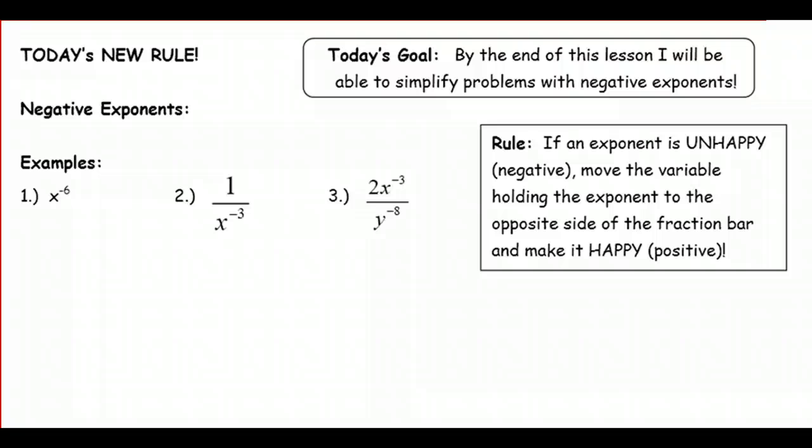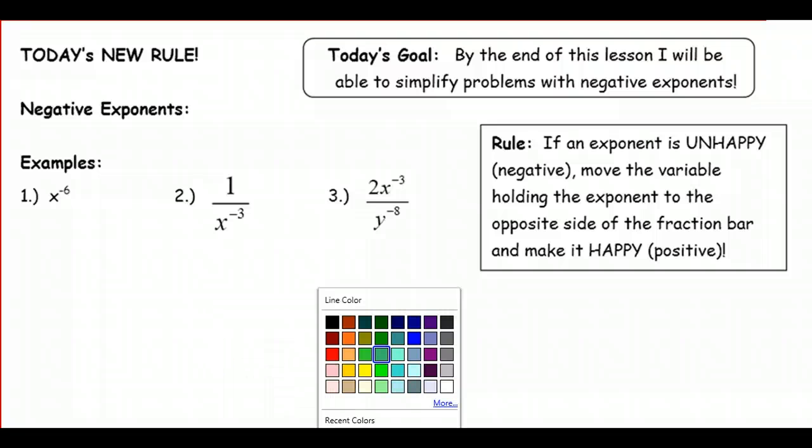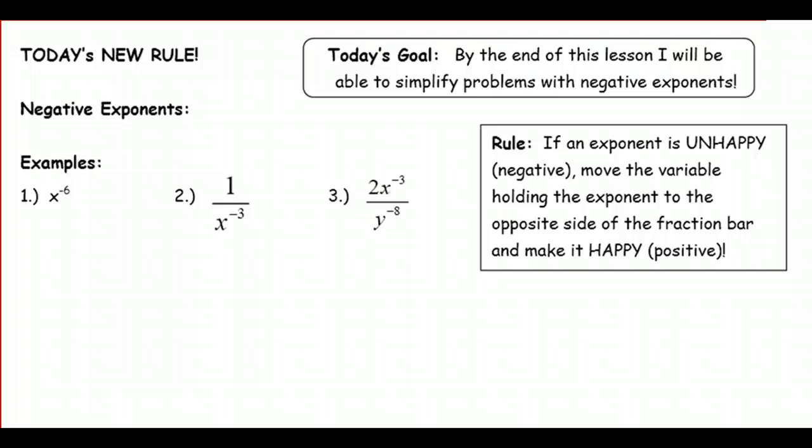So if we look at this first example we have here, let me go ahead and go back to our red. I have x to the negative 6. Well, all numbers exist over an invisible 1 as a fraction. Because x has an exponent that's negative, we're going to take that piece and we're going to move it to our denominator to make it positive. So when we do that, we now would have 1 over x to the positive 6. And then that's your answer.